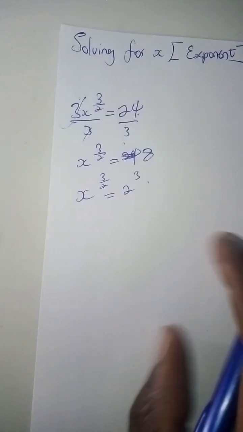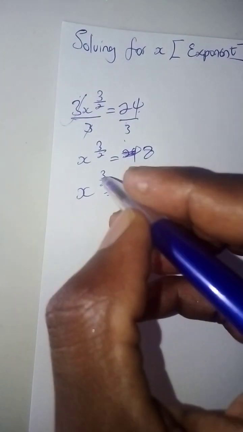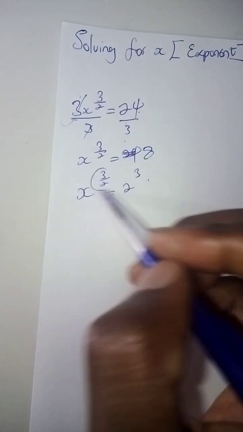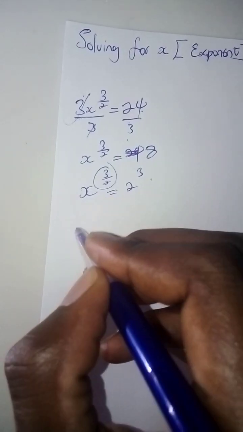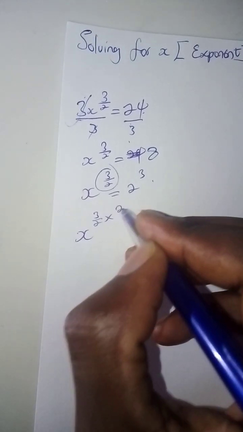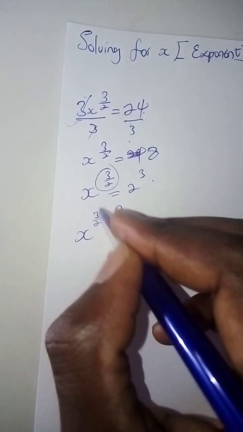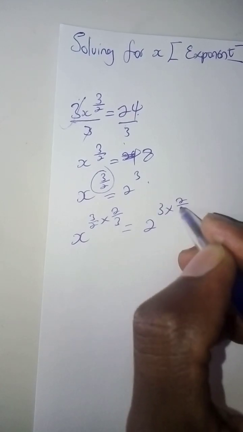So if we're converting our 8 to its simplest prime factor, it's equivalent to 2 cubed. Now the next thing is, as you can see here, we have a fraction. How do we remove that? So what you're going to do is multiply your exponents on both the left and the right hand side by the inverse of the original fraction. So now this means that if you have 3 over 2, it would be multiplied by 2 over 3. This is the inverse of the original fraction on both sides, times 2 over 3.